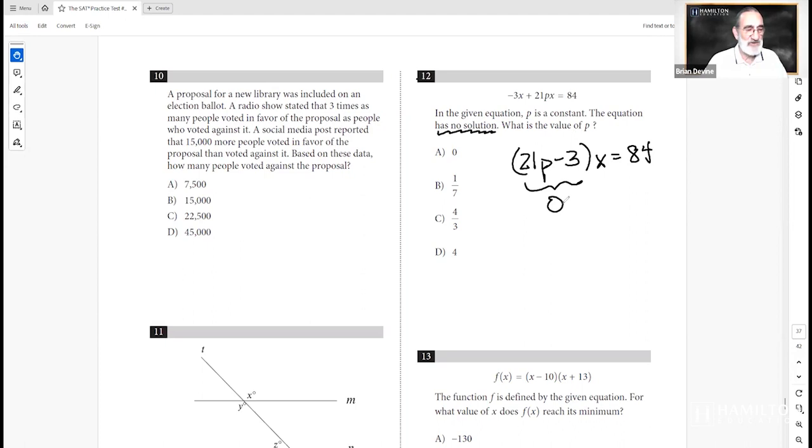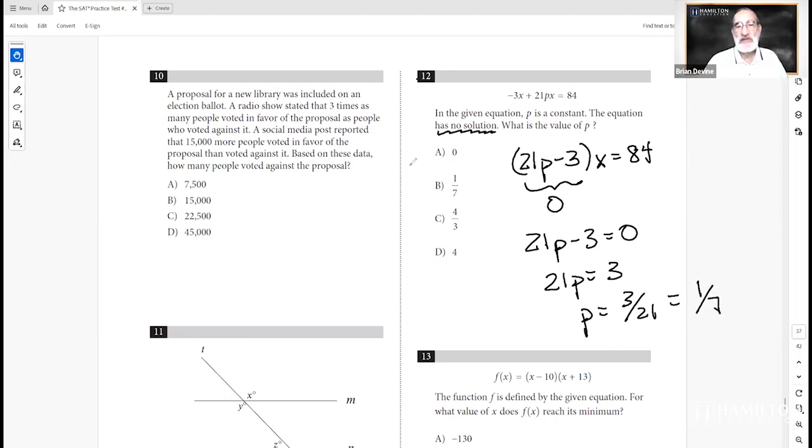Nothing is going to make that true. So if 21p minus 3 equals 0, then 21p has to equal 3, and p would be 3 over 21, which equals 1/7. So if p is 1/7, this thing has no solution. So B is your answer.